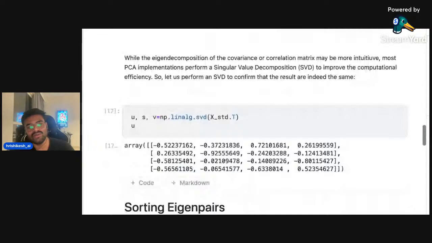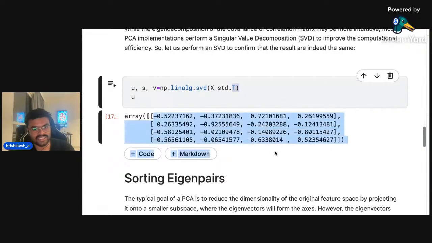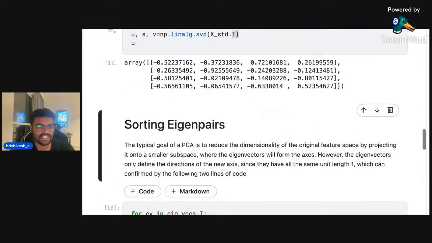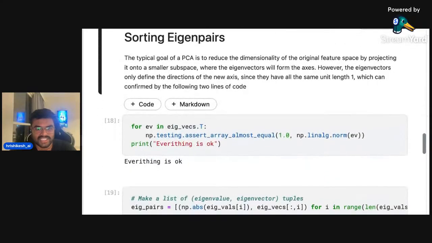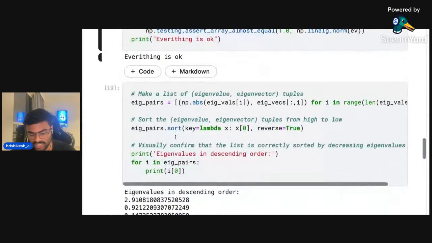You can see how easy it is. You make use of np, which is an alias of NumPy, then linalg, which is linear algebra, dot svd, and then the standard deviation dot transpose, and you get the SVD here, which retains a lot of information. Now there is a need of pairing it. This is just for testing with the transpose, because all the matrices need to have proper dimensions to move further in the process.